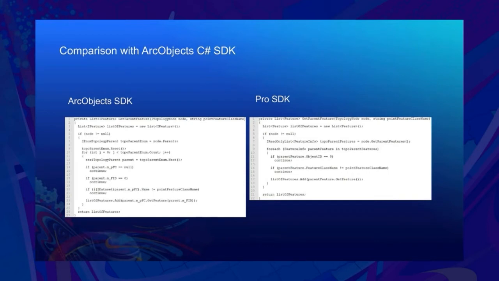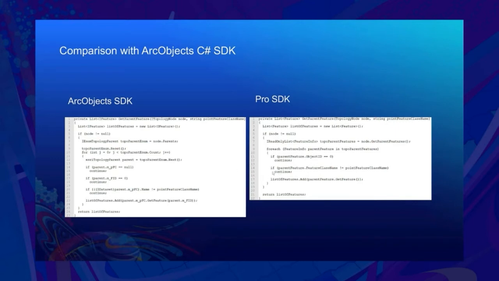This is a quick side-by-side comparison of using the ArcGIS SDK and the Pro SDK to find the point features corresponding to a specific topology node. Notice line 20 in the ArcGIS SDK example. In order to get the name of a topology node's parent feature, you will need to know which interface to cast to. In this case, it is IDataset.